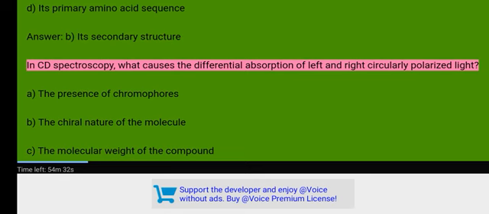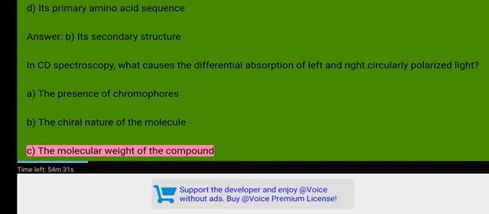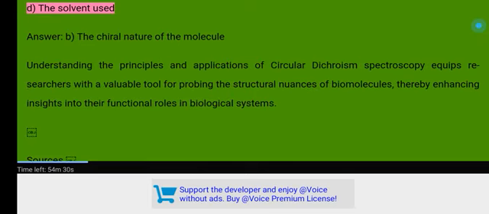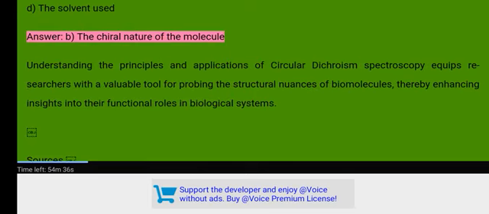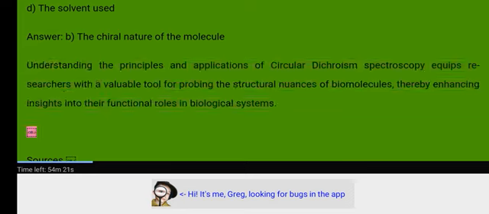In CD spectroscopy, what causes the differential absorption of left and right circularly polarized light? A. The presence of chromophores. B. The chiral nature of the molecule. C. The molecular weight of the compound. D. The solvent used. Answer: B. The chiral nature of the molecule. Understanding the principles and applications of circular dichroism spectroscopy equips researchers with a valuable tool for probing the structural nuances of biomolecules, thereby enhancing insights into their functional roles in biological systems.